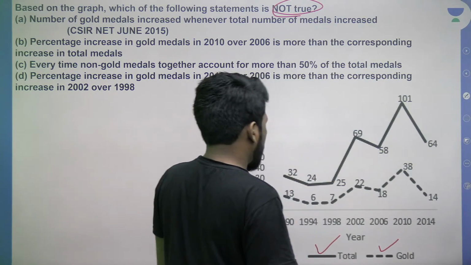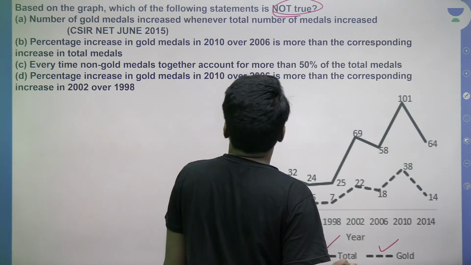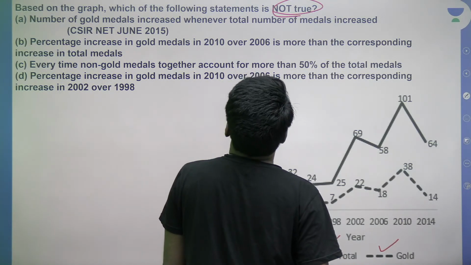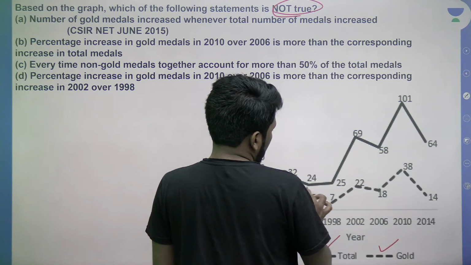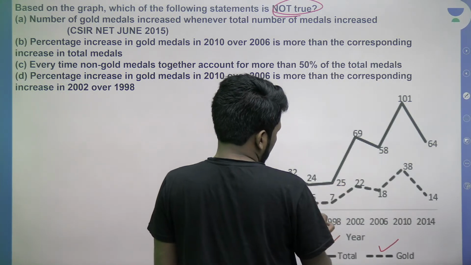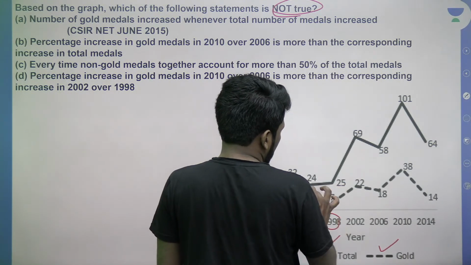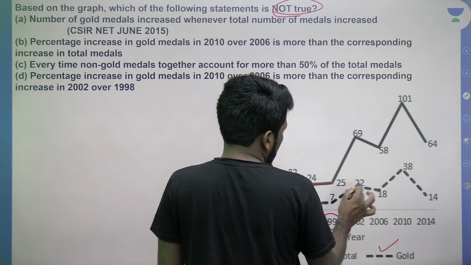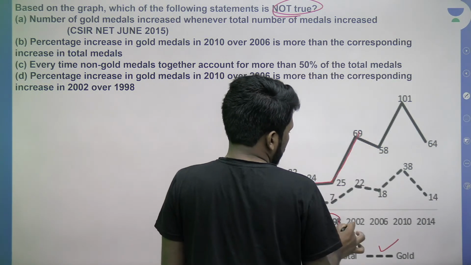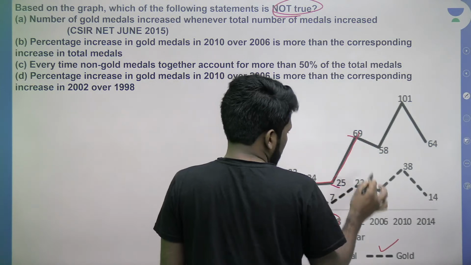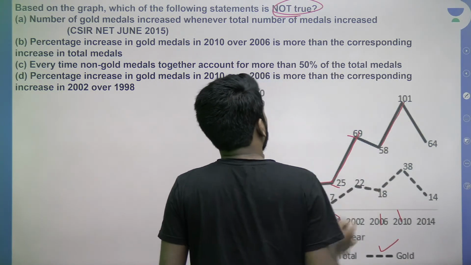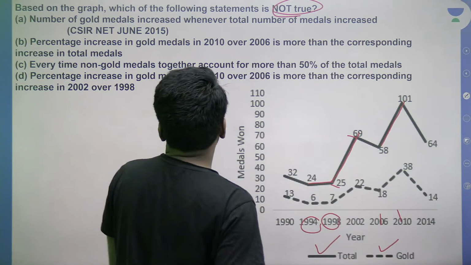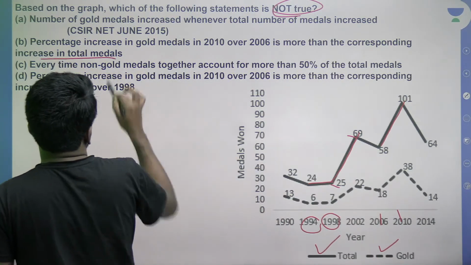So, number of gold medals increase whenever total medals increase. Total medals increased in 3 instances. From 94 to 98, 24 became 25. From 98 to 2002, 25 became 69. And from 2006 to 2010, 58 became 101. These are the 3 cases where total medals increased.